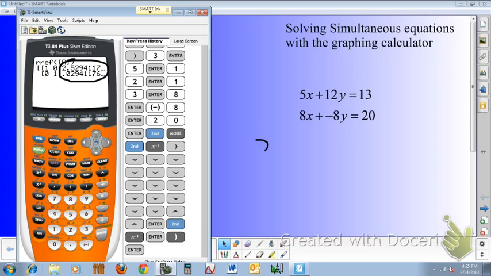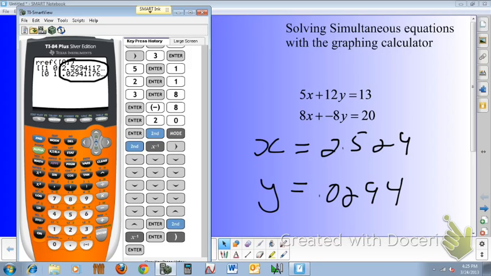X is 2.529 and y is 0.0294 if we round that off to 4 decimal places. So whatever goes in first, that ends up being the first number on your window of your calculator, and whatever goes in second, that ends up being the second number on your calculator. And that's how you solve simultaneous equations and find points of intersection with a TI.